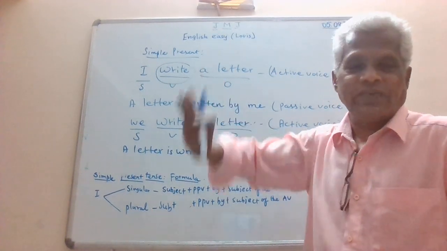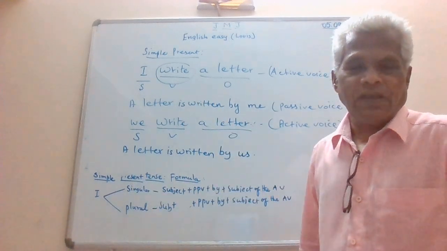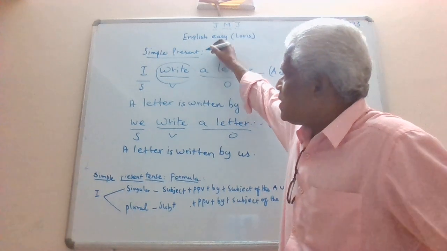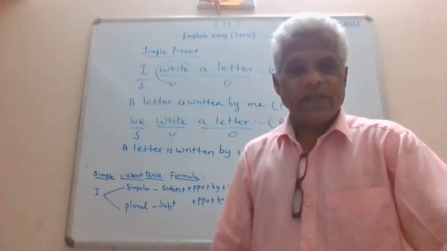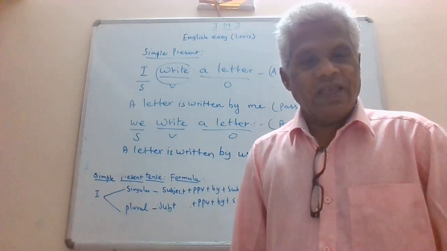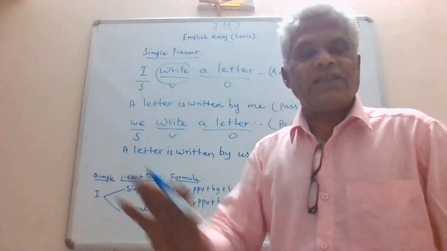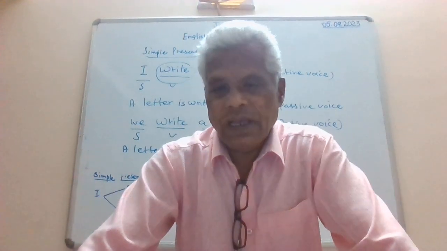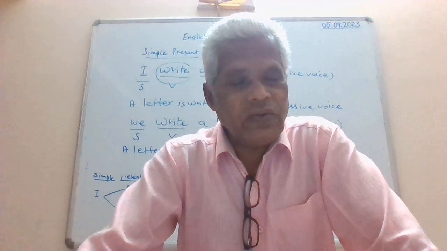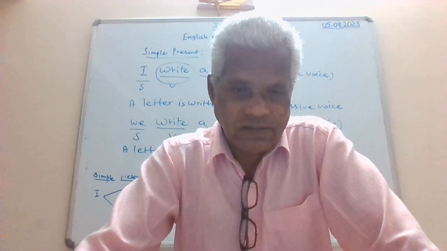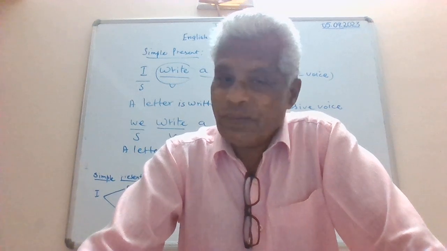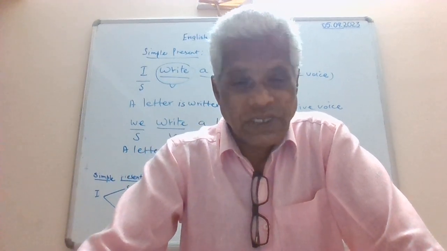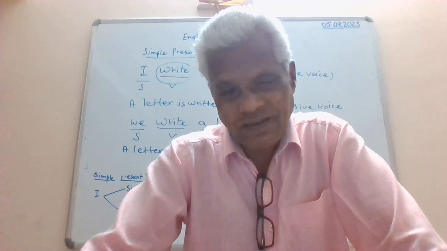You can take any subject, any verb, any object. Well, now we are talking about only simple present tense. Okay, guys. Any problem here? Any sentence you take. Take for example. See. Usually, what do we do? I draw a picture. A picture is drawn by me. We draw a picture. A picture is drawn by us.